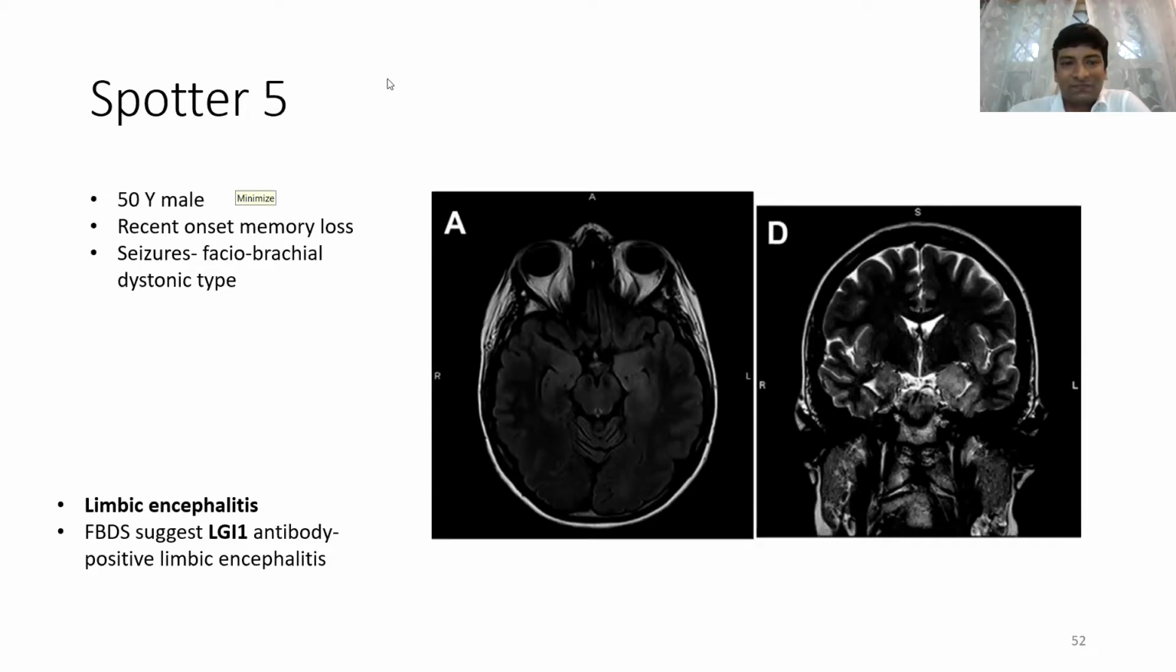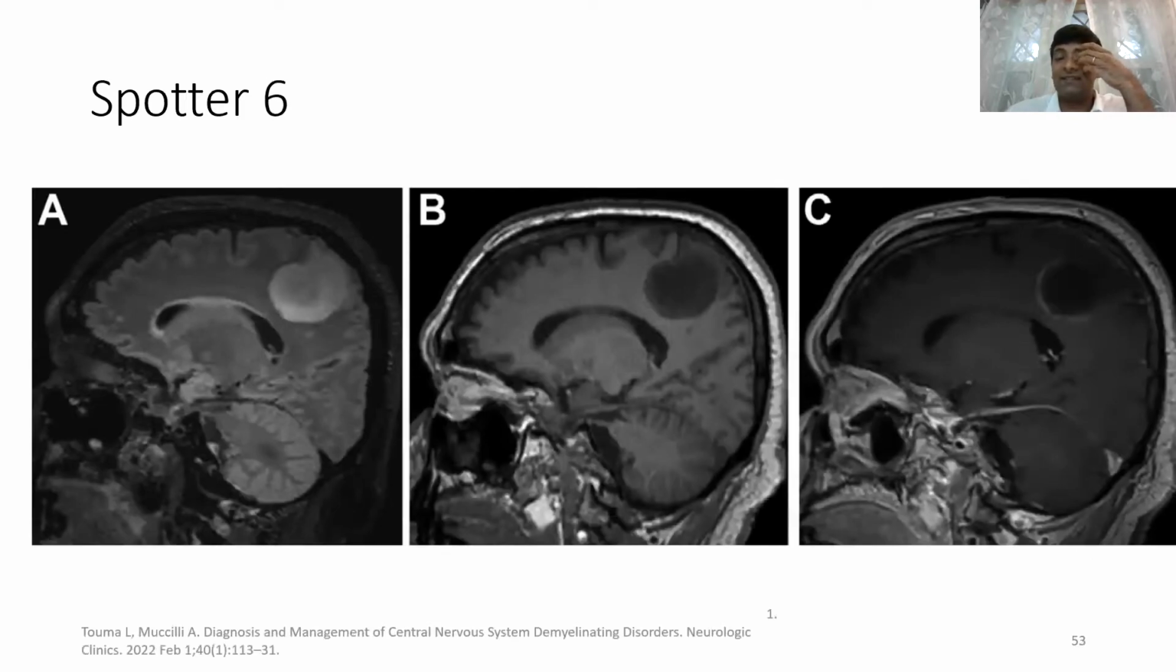That's right. So hippocampal lesions. So this is a limbic encephalitis. You can see the swollen and hyperintense hippocampi in this patient. Okay, what is this? That's right. Hyponatremia is often a clue in LGI1.